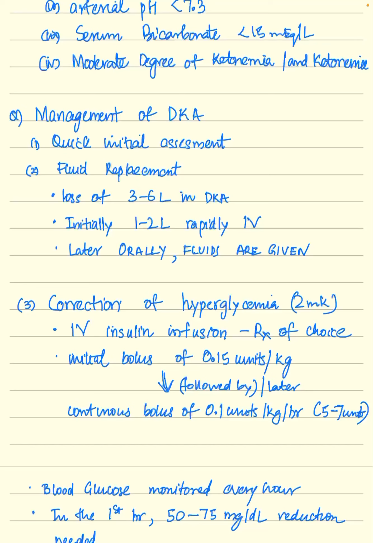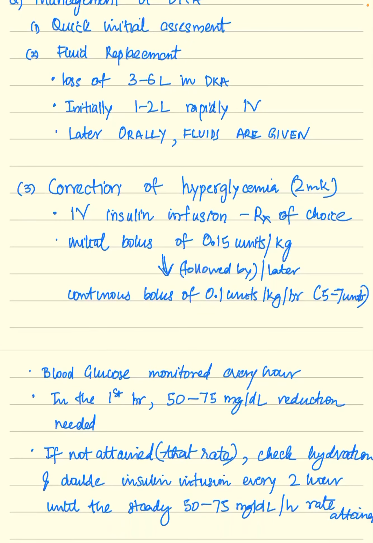Third heading is the correction of hyperglycemia, which is a common 2-mark question. IV insulin infusion is the drug of choice, the treatment of choice. An initial bolus of 0.15 units per kilogram is given, followed by a continuous infusion of 0.15 units per kilogram per hour, which on average is 5 to 7 units.